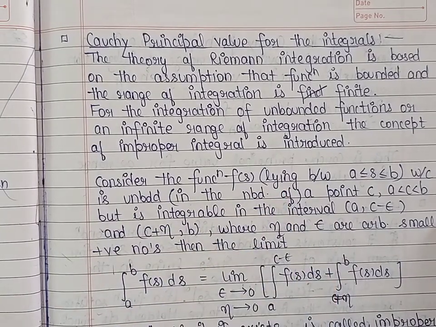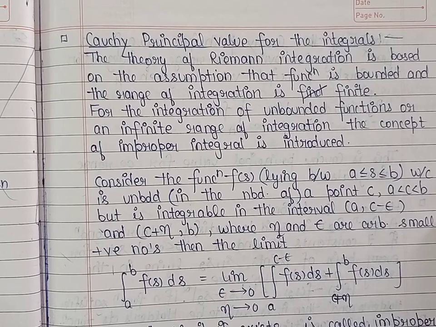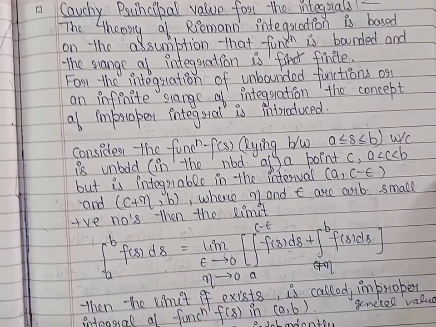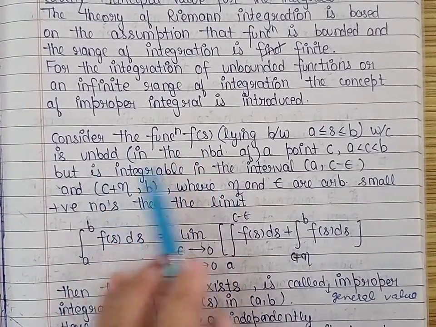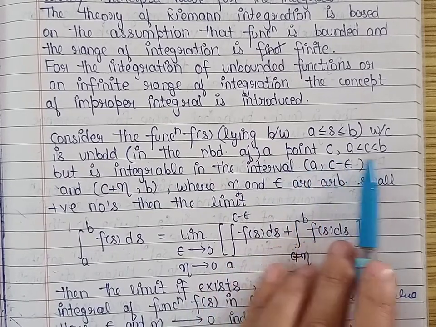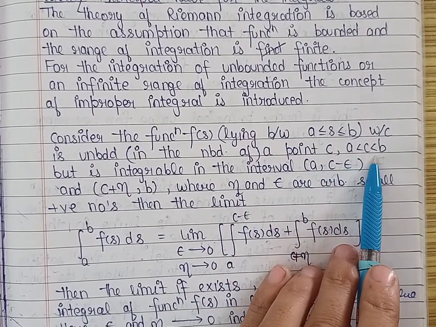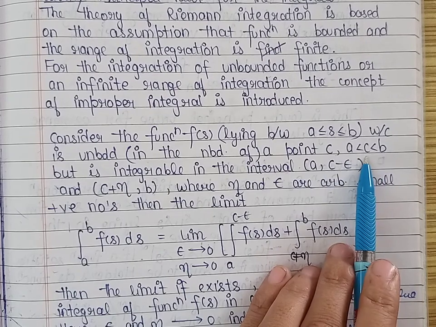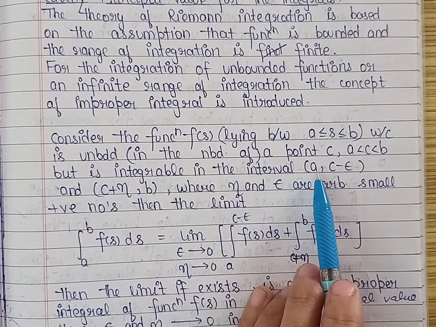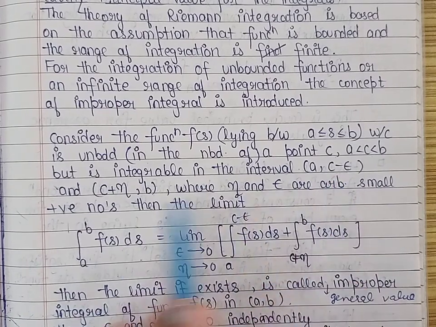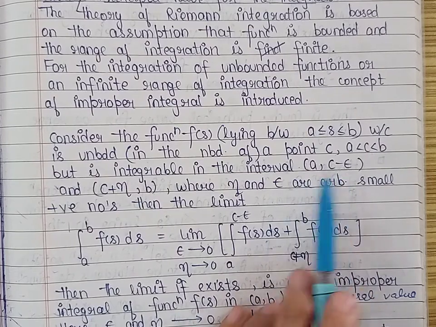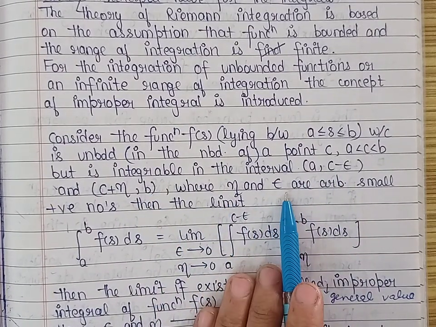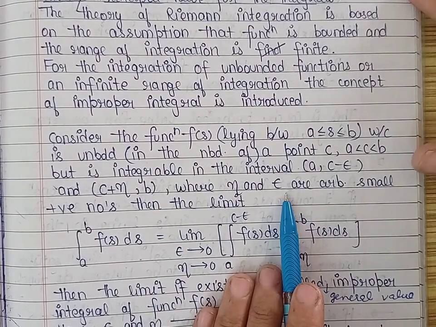So first of all, we define the general value of improper integral of a given function. Let us consider a function f which is unbounded at a point c in the open interval (a, b), but this function is bounded in the intervals from a to c minus epsilon and the interval c plus eta to b. Here this epsilon and eta are arbitrary small positive numbers.